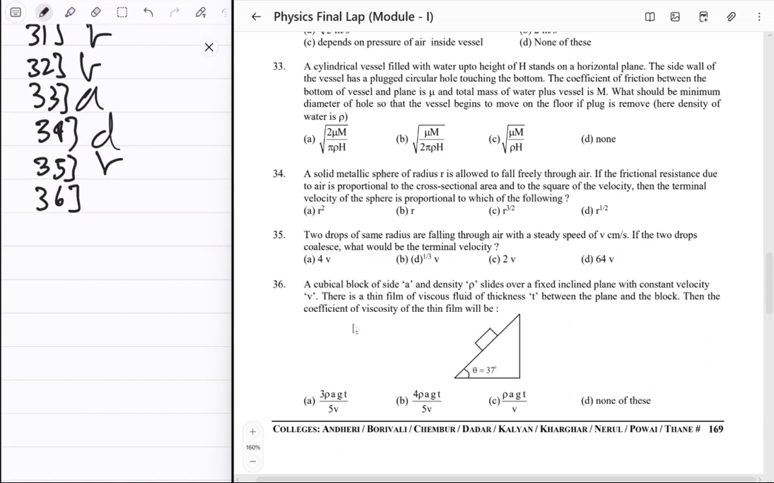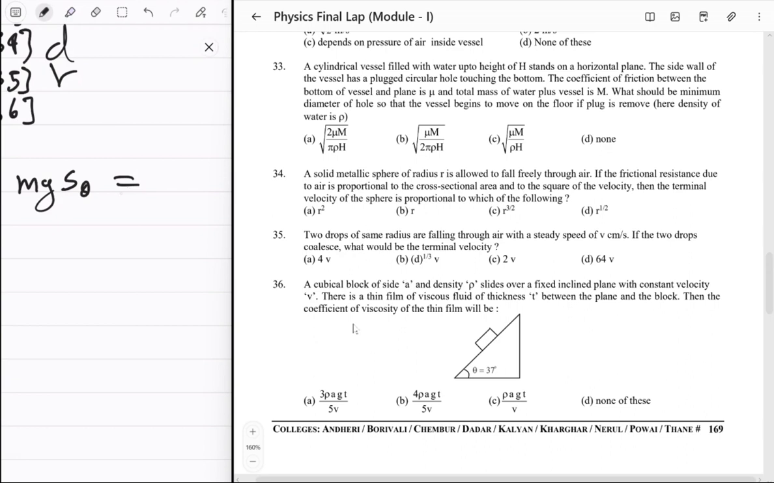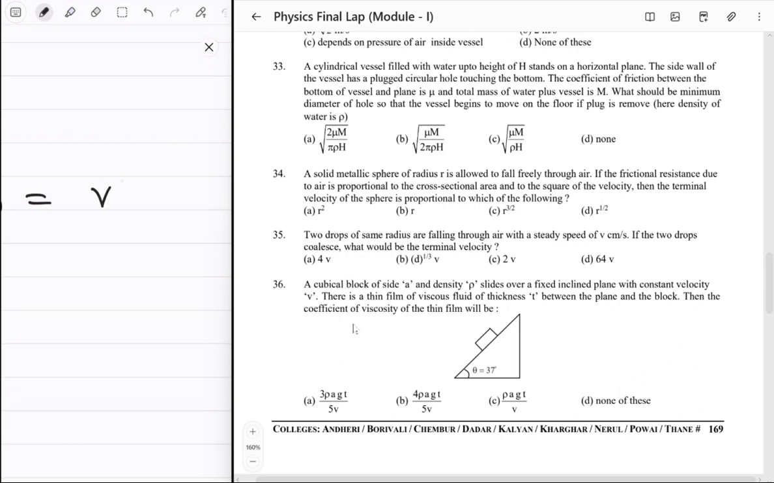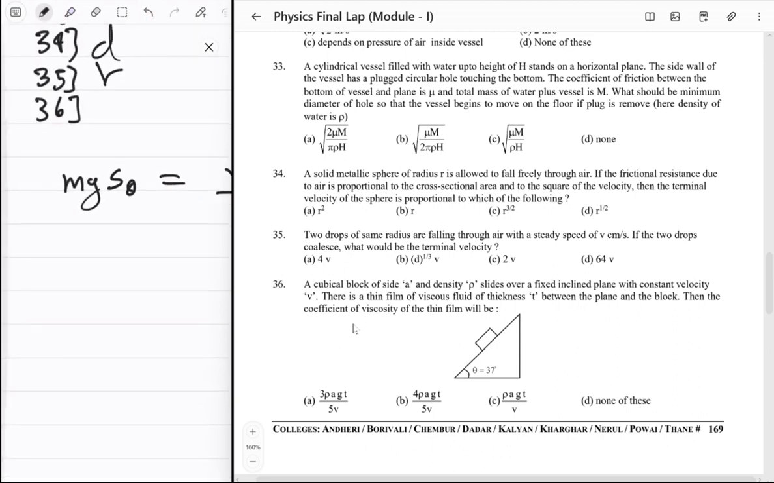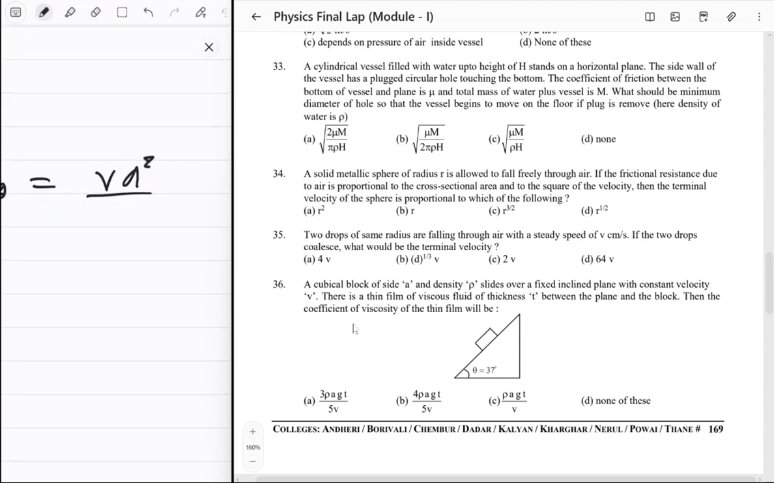Constant velocity, that's the key thing. So mg sine theta is this force. There is no friction here because it moves on the fluid. This is equal to the viscous force, which is the velocity times the area, a square since it's cubical, divided by the distance, the thickness t. That's the velocity gradient. Since density is rho, instead of m I put a cubed times rho, so rho a cubed.